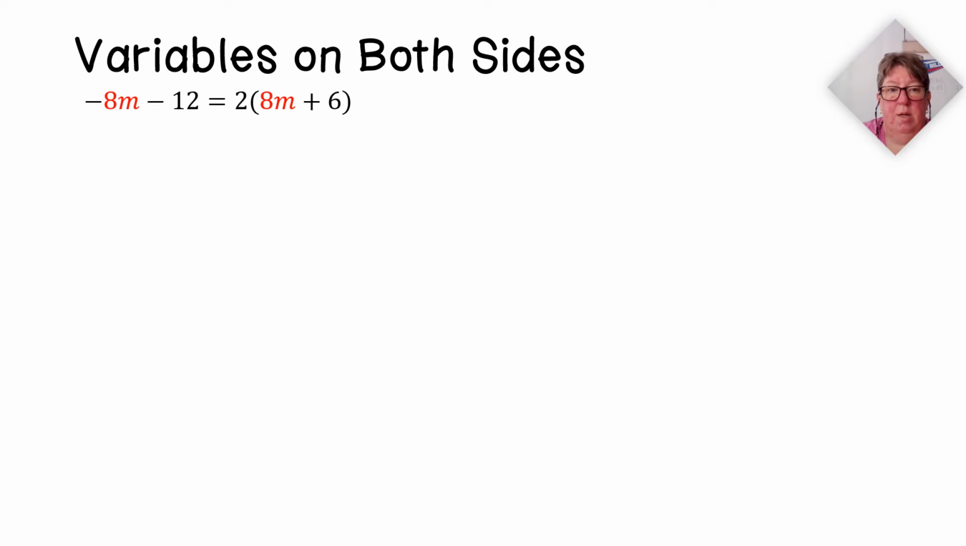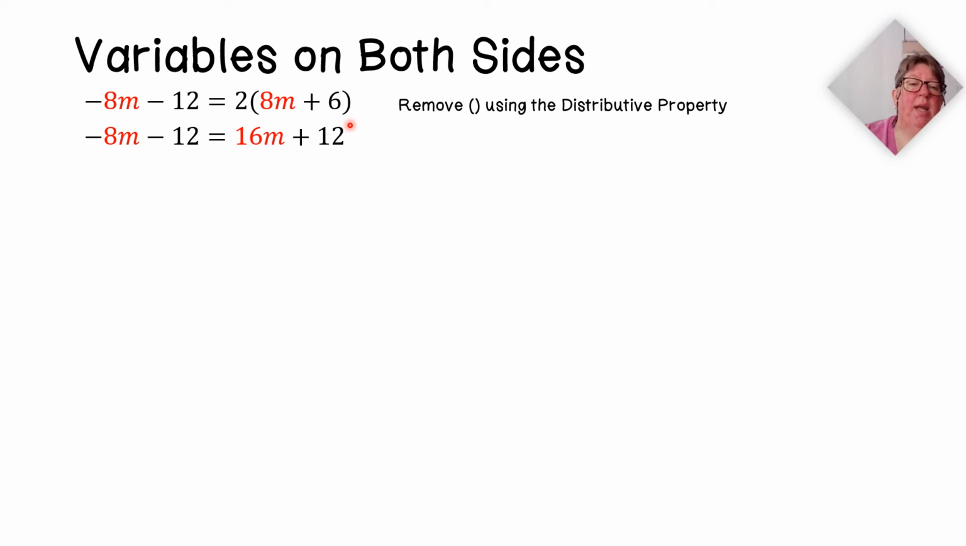Okay, let's look at another one. I have negative 8m minus 12 is equal to 2 times the quantity 8m plus 6. Okay, complicated equation. What's my first step? First step, remove parentheses using the distributive property. So I'm going to take the 2 and distribute it to both the 8m and the 6. So I have negative 8m minus 12 equals 16m plus 12.